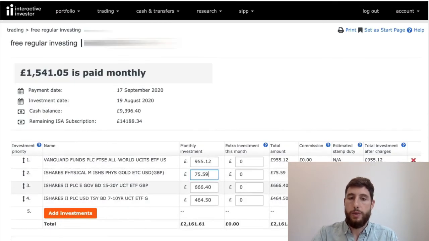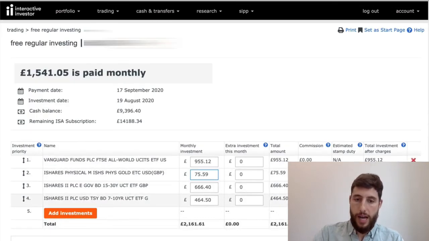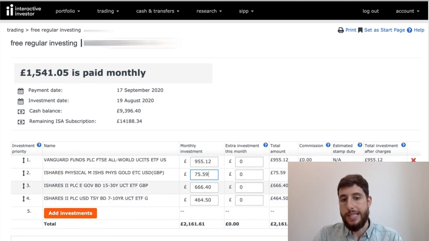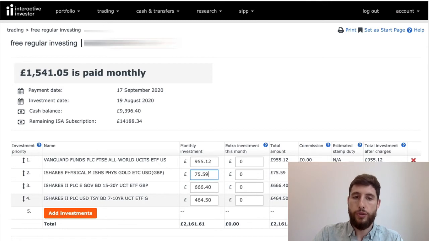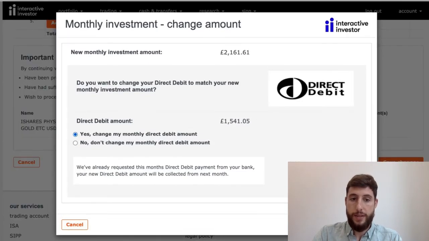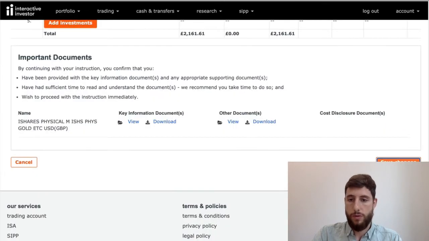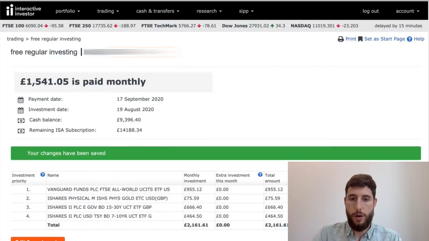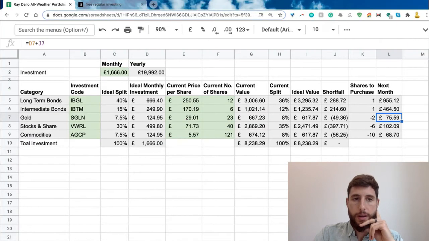Now what you can do is, if you don't have cash reserves, you can increase some, but then decrease others, so the overall amount still stays the same. In this example, 1666, so that you're still investing the same amount each month and it'd be regular. Okay, so we're going to say save changes. In this example, we might say yes, change my monthly direct debit. Okay, or not. So there, no. Okay, so there we have it.